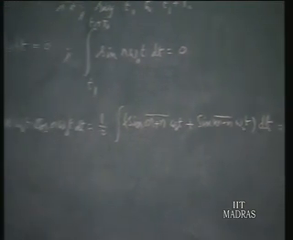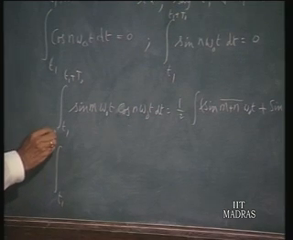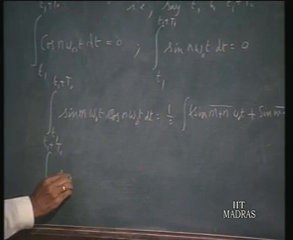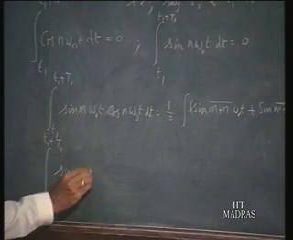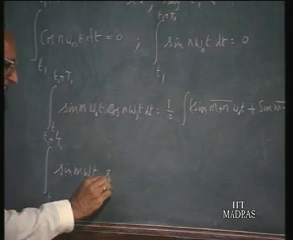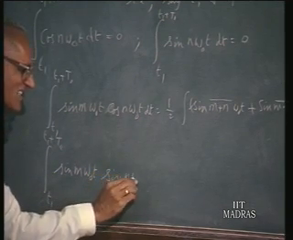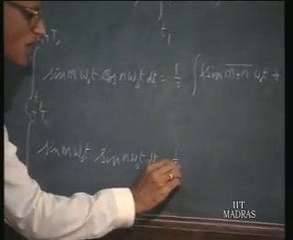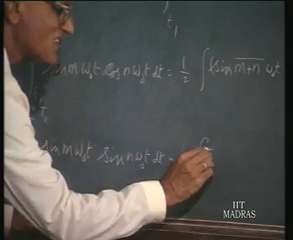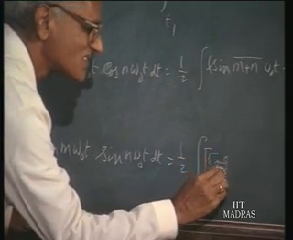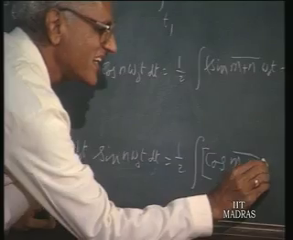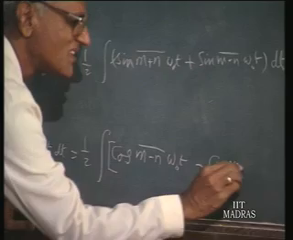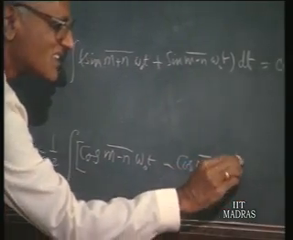On the other hand, if I take the product of two sine terms, the integral of sine m omega naught t times sine n omega naught t dt, this will be half of the integral of cosine (m minus n) omega naught t minus cosine (m plus n) omega naught t dt.